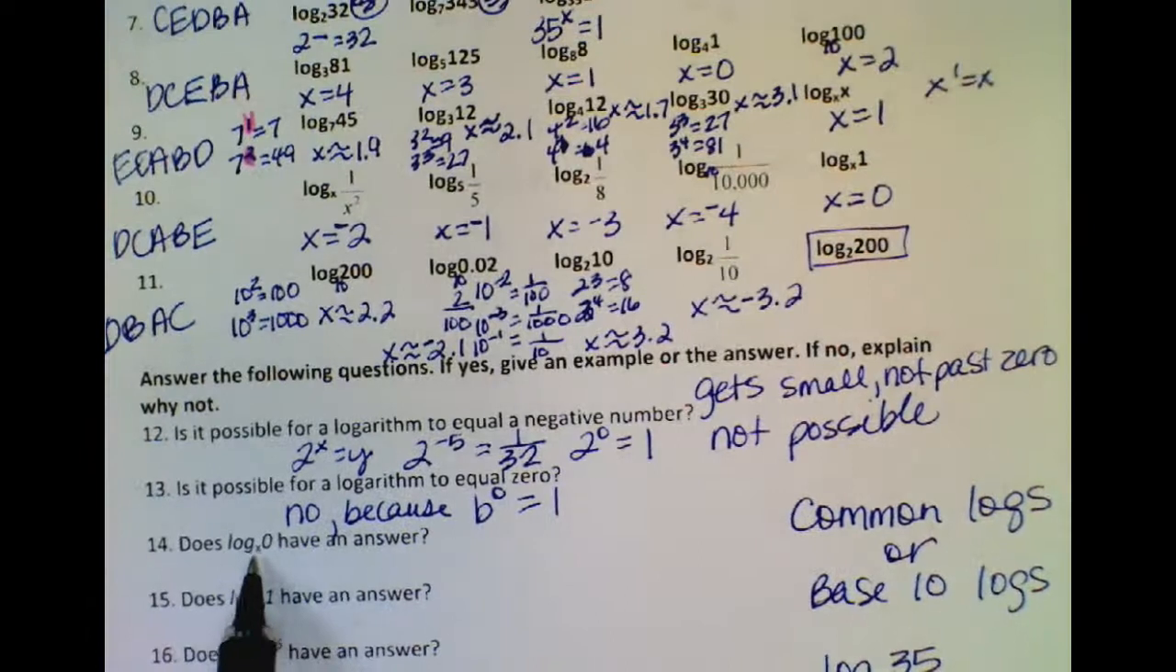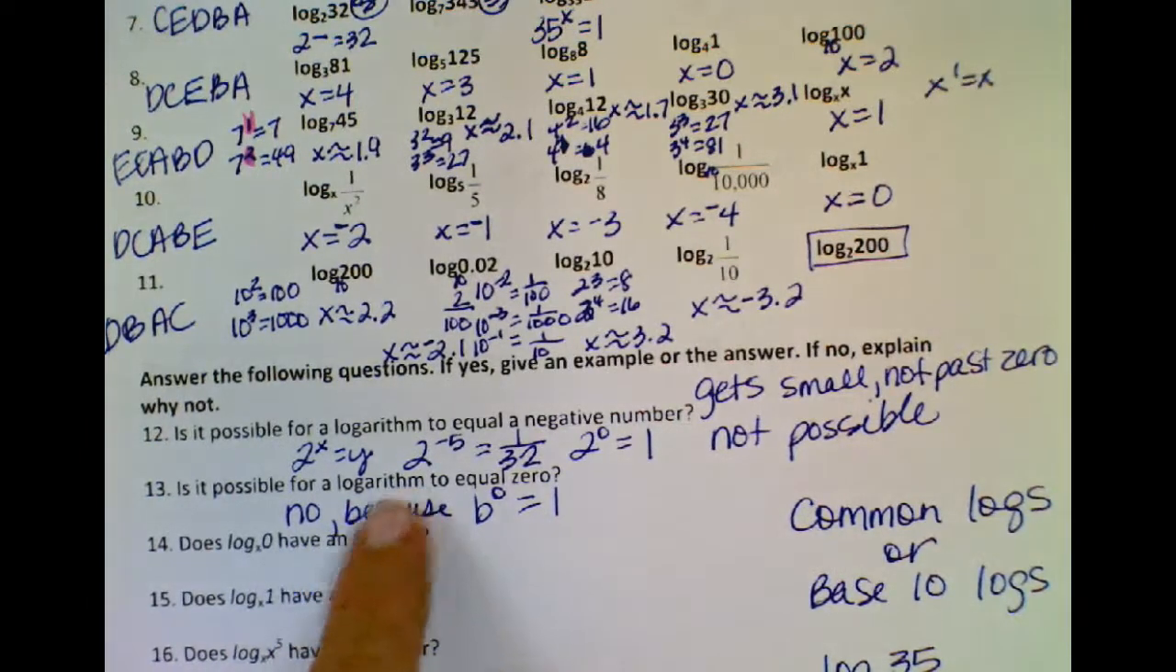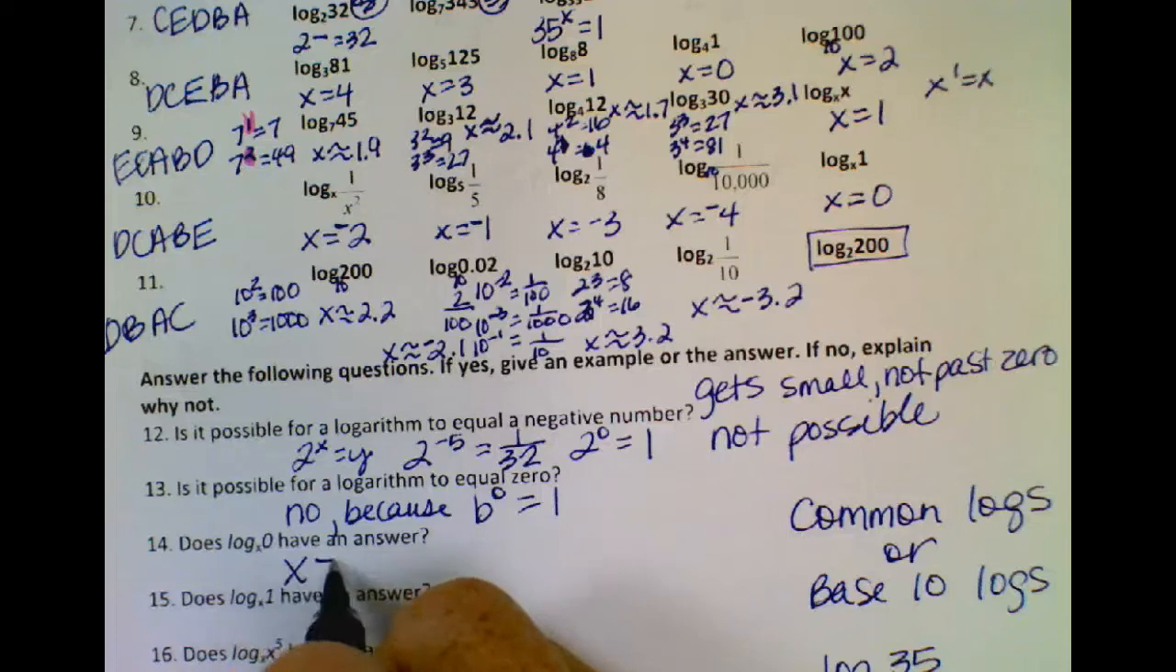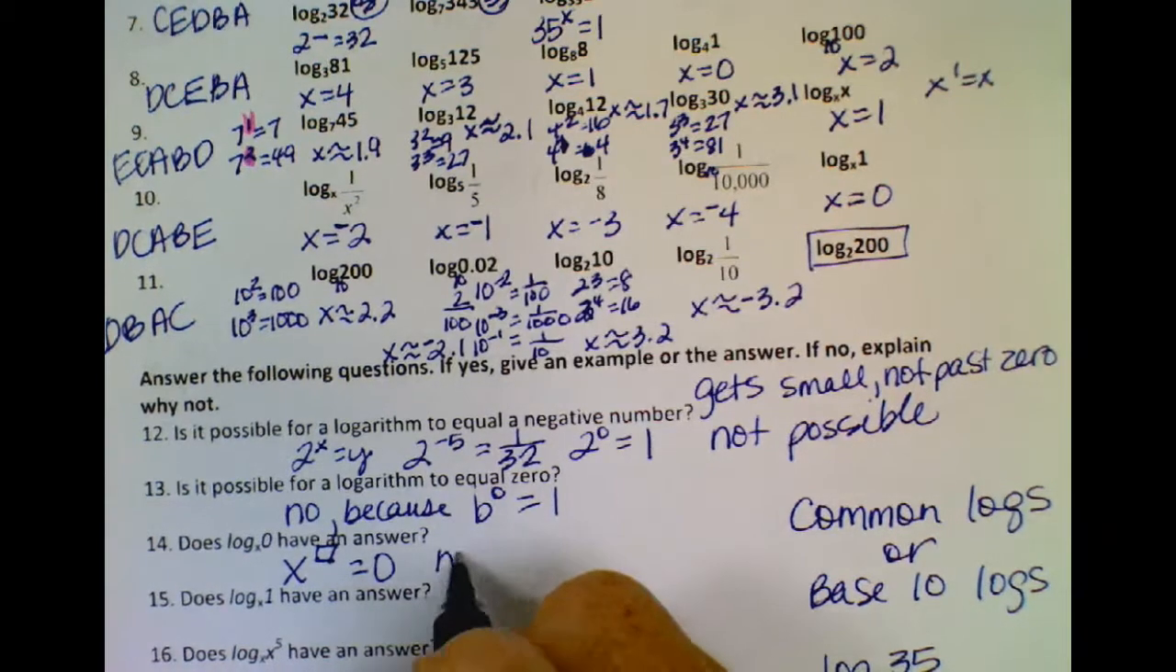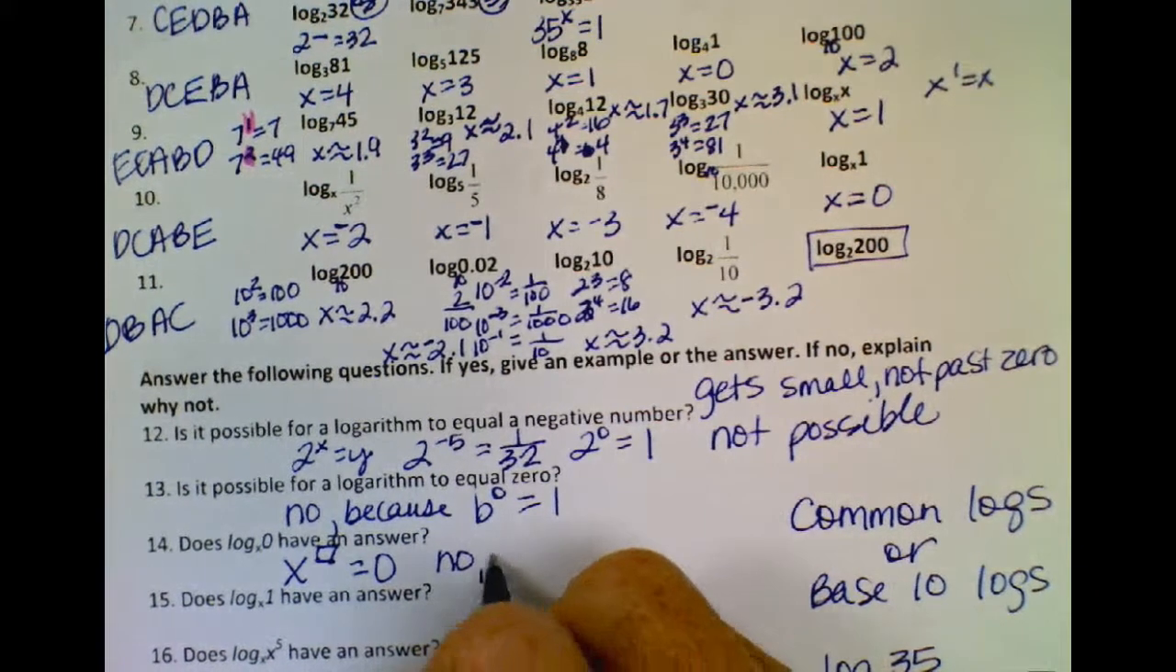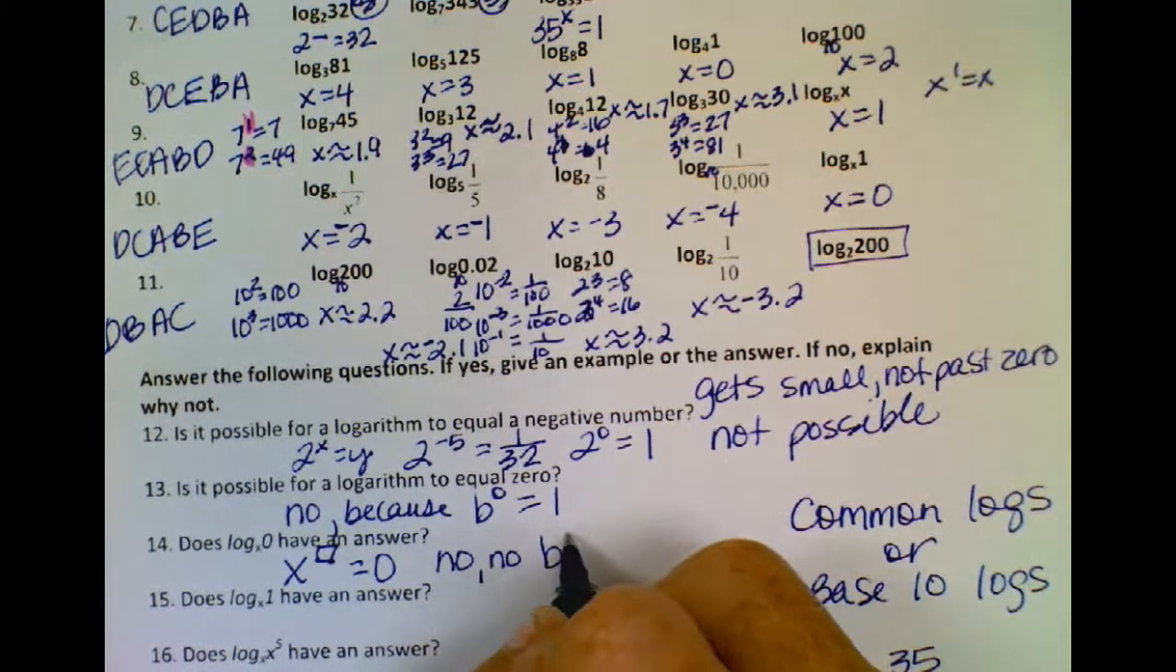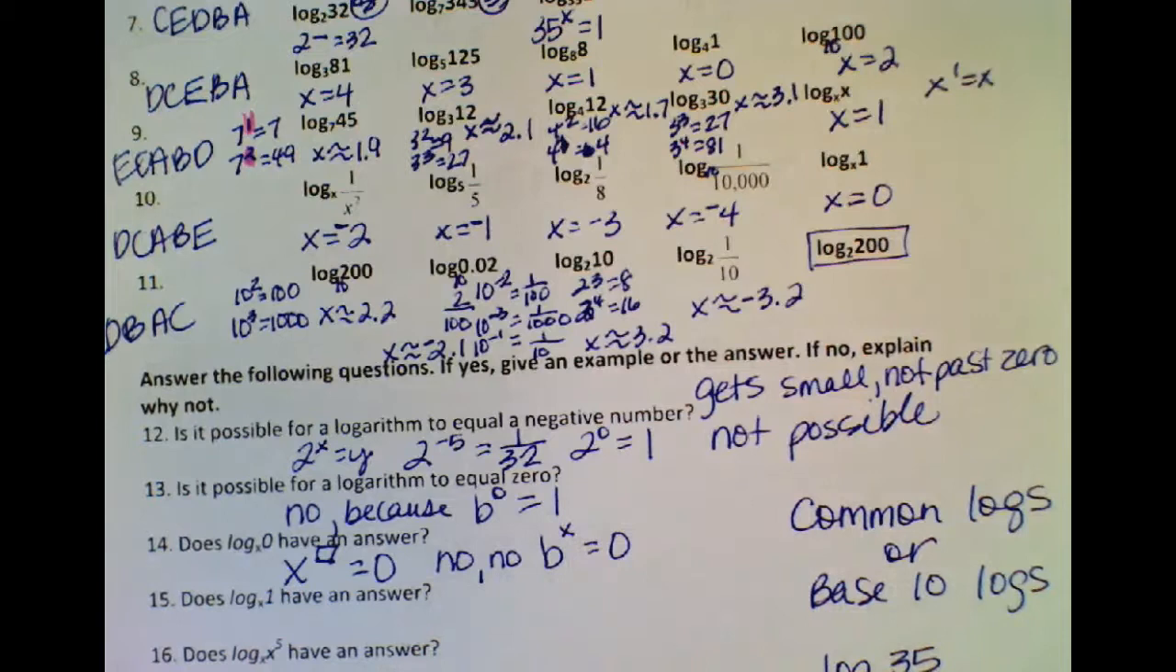Does log base x of 0 have an answer? Well, that's the same question that we just asked, just written in a different way. That's saying x to what power gives me 0? Well, there is no number. No. No base to anything equals 0. It's not possible. Does log base x of 1 have an answer? That absolutely does. Because x to the 0 power equals 1. Anything to the 0 power equals 1.